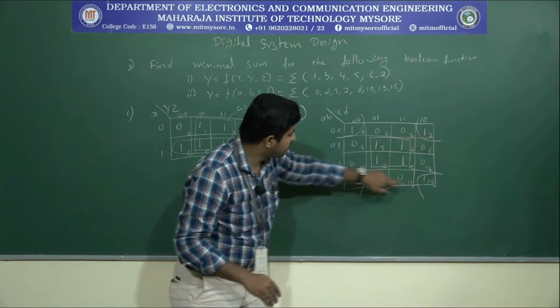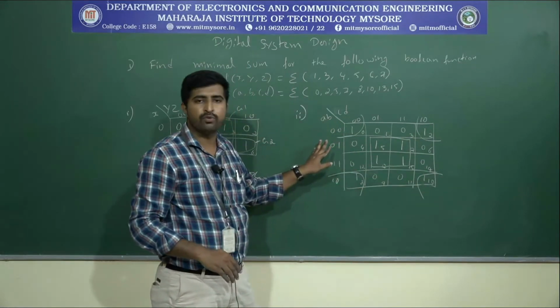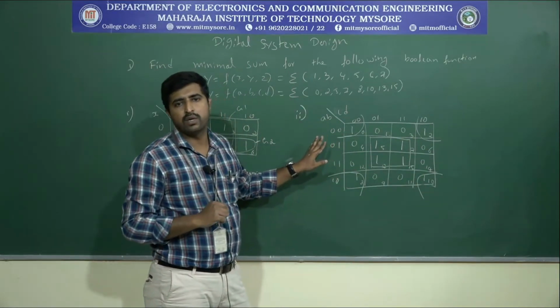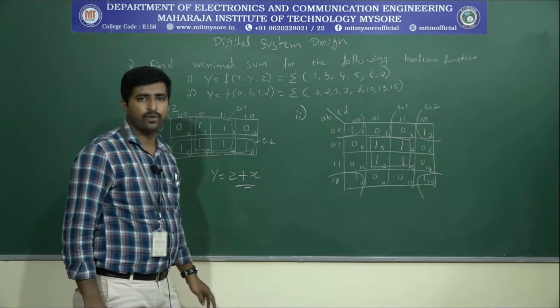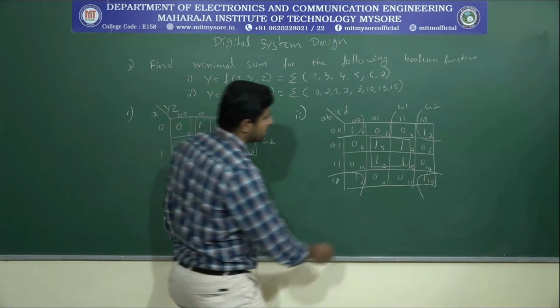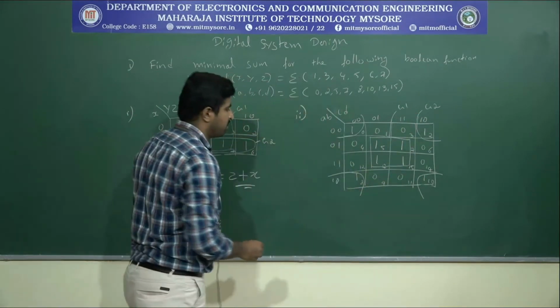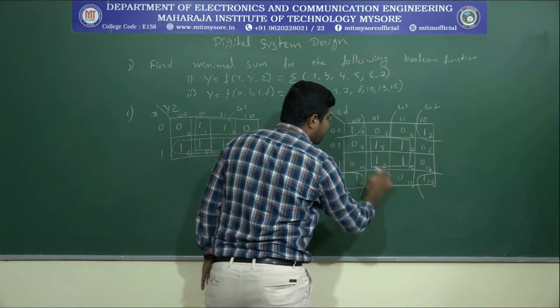That means all these are adjacent to each other, so these 4 cells can be grouped to make one single 4-cell group. This is one group and this is one more group. So these are the 2 possible groups. Let's write the equation: y equals, so what is the equation for G1?